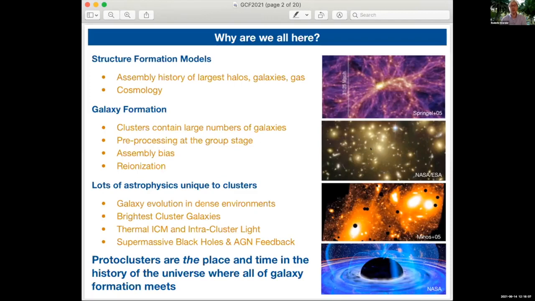And even if the physics that is happening in galaxies, in clusters and protoclusters may not be different than the physics that affects galaxy formation in general, there is at least a lot of unique astrophysics that is exclusively found in clusters and their progenitors. And then I'm thinking of galaxy evolution in dense environments, brightest cluster galaxies, the intracluster medium and the intracluster light, and also unique forms of AGN feedback and supermassive black holes. So I think this field is incredibly rich, and I like to see protoclusters as the time and place in history of the universe where all known aspects of galaxy formation are happening, as no doubt we will see during this week.